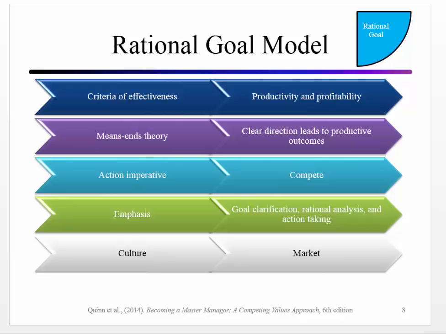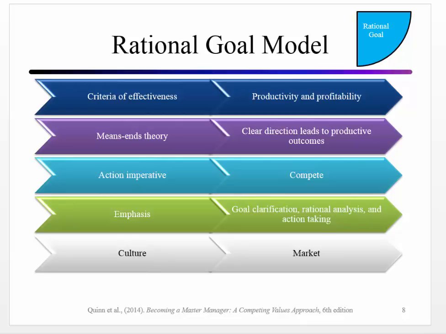Means ends theory. So looking at the ends here, well, clear direction is really important in the rational goal model, and it leads to productive outcomes. So managers using this model of thought will put a lot of emphasis on how they communicate direction, goals, outcomes, and make sure that they're productive in the process. So making sure that projects are completed.